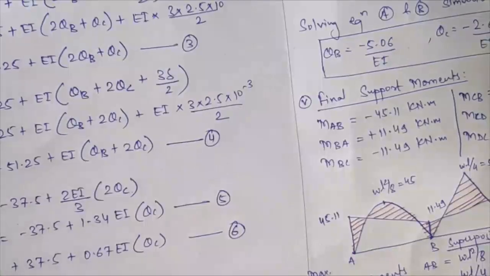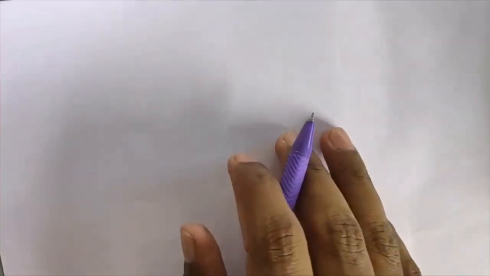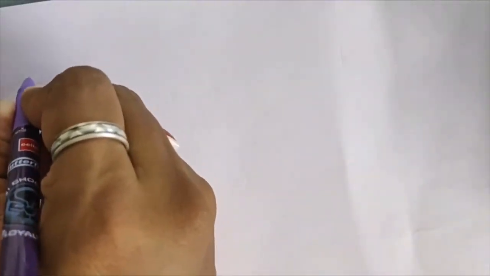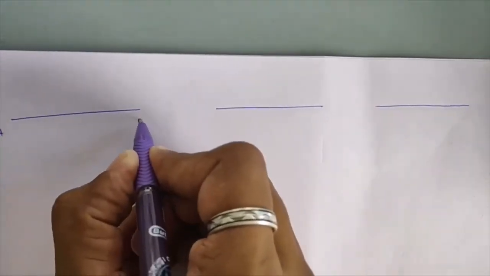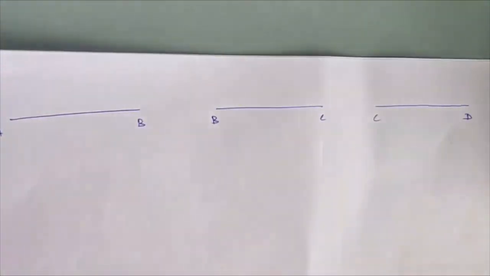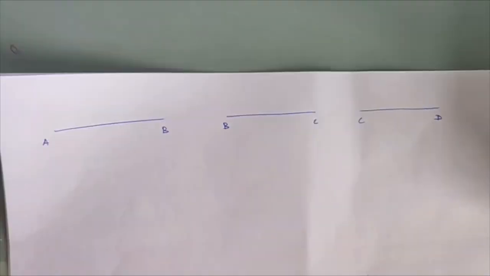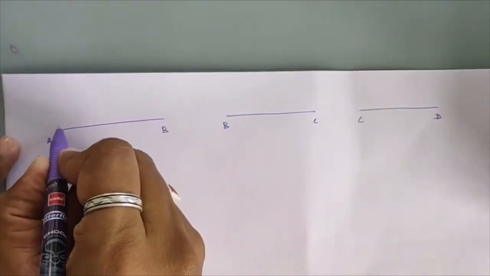Okay, I will see for shear force diagram over here. See, for shear force diagram what I am doing, I am separating my three members over here. That is, this is your member AB, this is your member BC, and here this is your member CD over here. Okay, I am keeping the loading same in it.